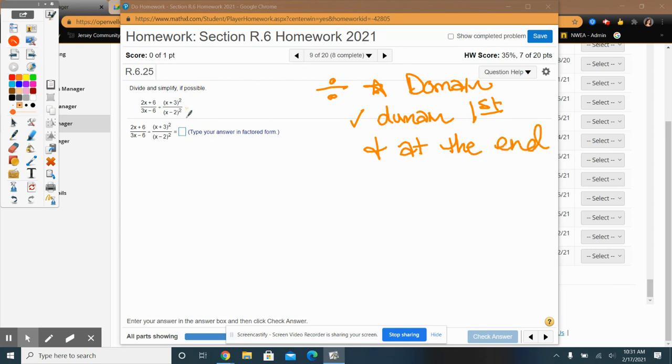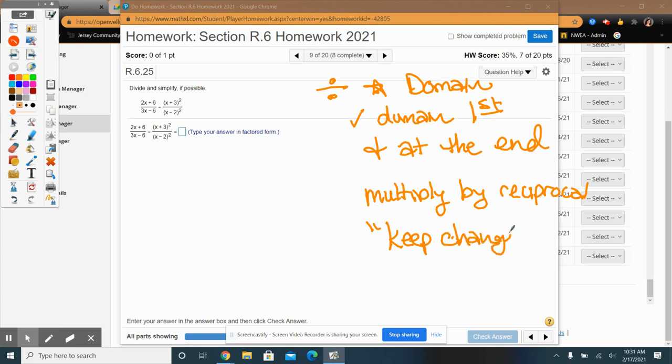Because if you remember how to divide fractions, I think Mrs. Dorn taught a lot of people that. She said keep, change, flip. We actually multiply by the reciprocal. So what happens is we will multiply by this guy after it's flipped upside down. Keep the first guy, change the sign, flip the second one. Okay, so we have to, though, do the domain first and last.